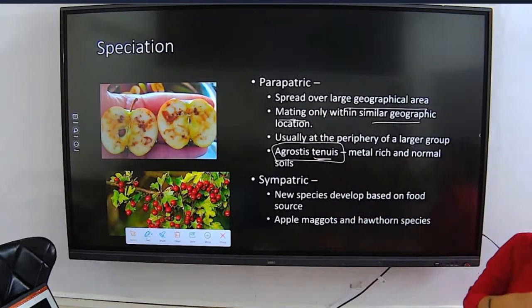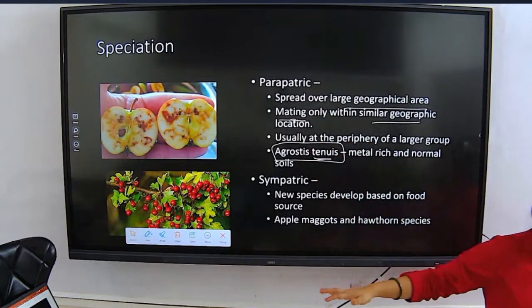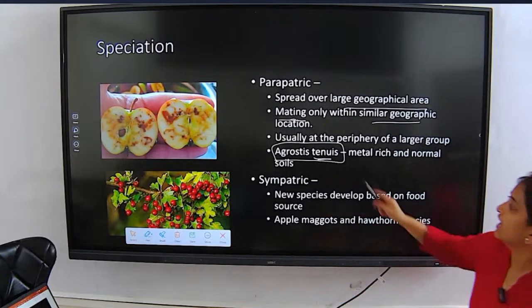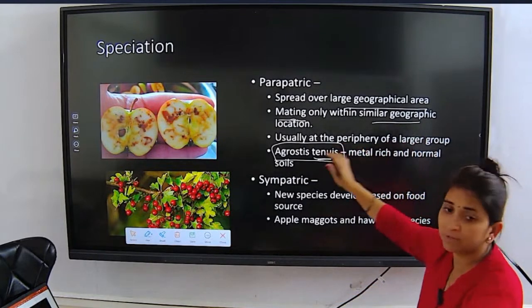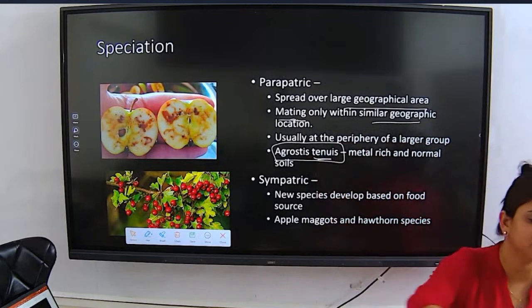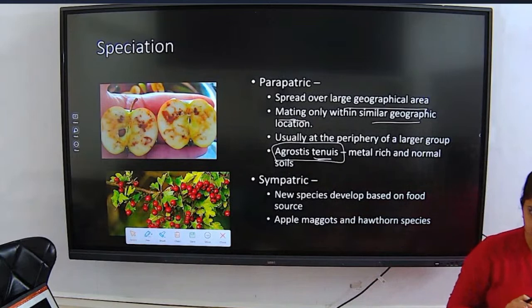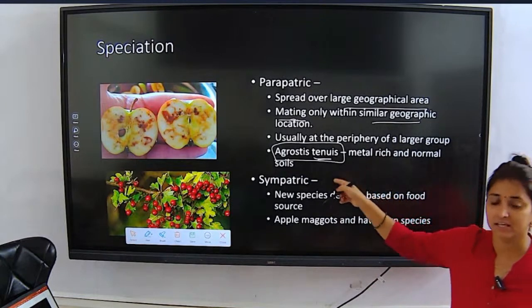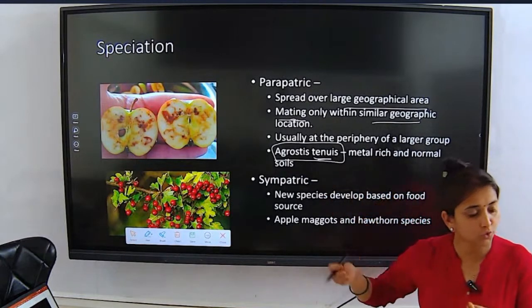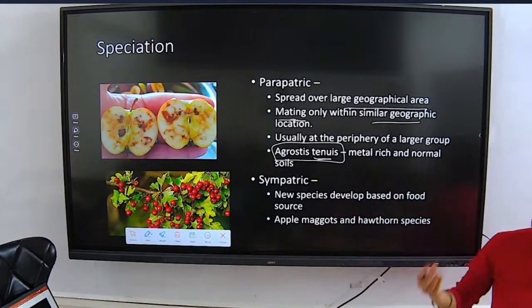Parapatric speciation means the species is developing over a very big geographical area, and mating occurs only with similar geographical locations. Matlab, only if you are living in that piece of island, the one grass will mate with the other one. But they have shown this. They have started growing on metal rich soil, proving that there is occurrence of a new species there.